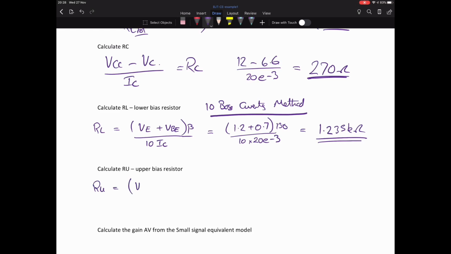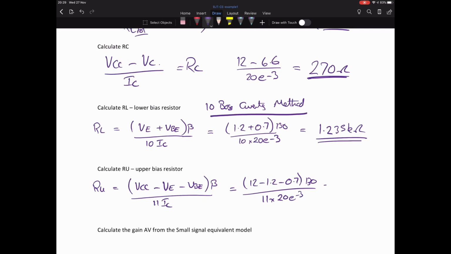RU is the supply voltage, VCC, minus VE, minus VBE. Okay, that's the absolute voltage at the base, multiplied by beta, divided by 11 times the collector current. So if we plug in all the numbers, we've got 12, minus 1.2, minus 0.7, multiplied by 130, over 11 times 20E minus 3, 20 milliamps.